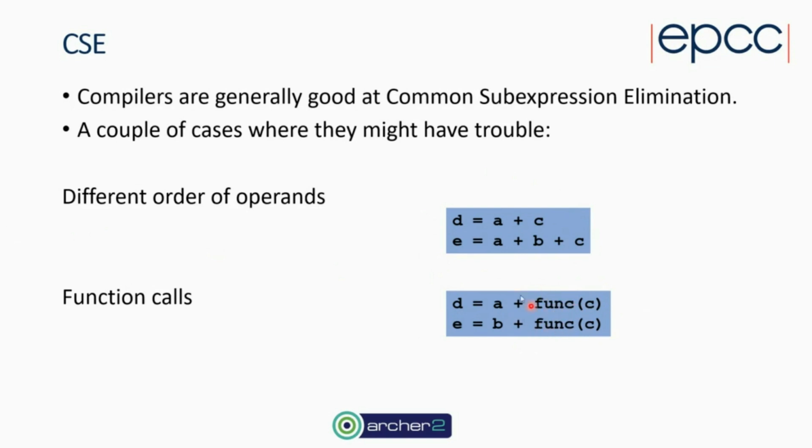Whereas if you'd stored this into a temporary variable, b equals func c, and then d equals a plus b, e equals, b was the wrong variable to use there, sorry. Let's call it f. F equals func c, d equals a plus f, e equals b plus f. And that will get rid of this expensive function call, only do it once instead of twice.